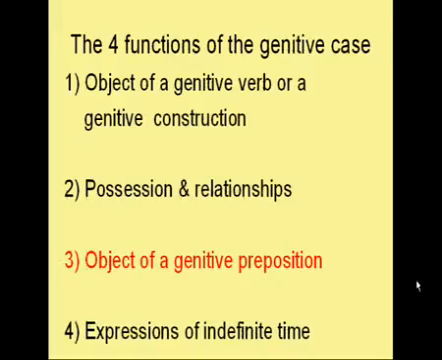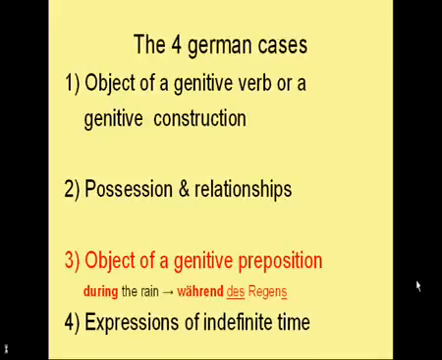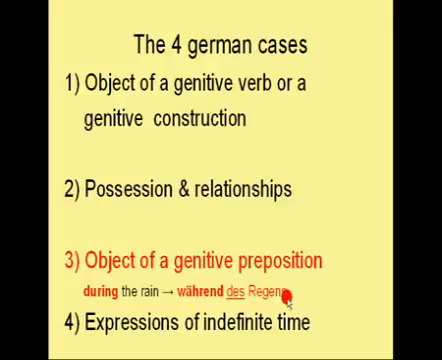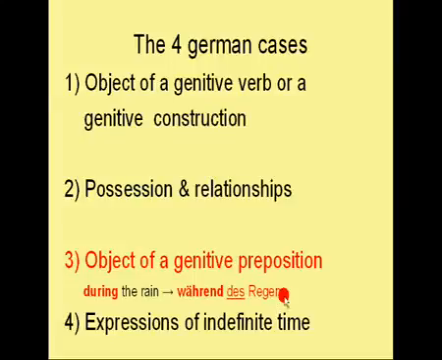The third function of a genitive case is that it is used for an object of a genitive preposition, such as during. For instance, during the rain translates to während des Regens. Regen means rain in German and is a male noun, and it stands in the genitive case because this article is the genitive article for male nouns, and an S is added because the noun is masculine.